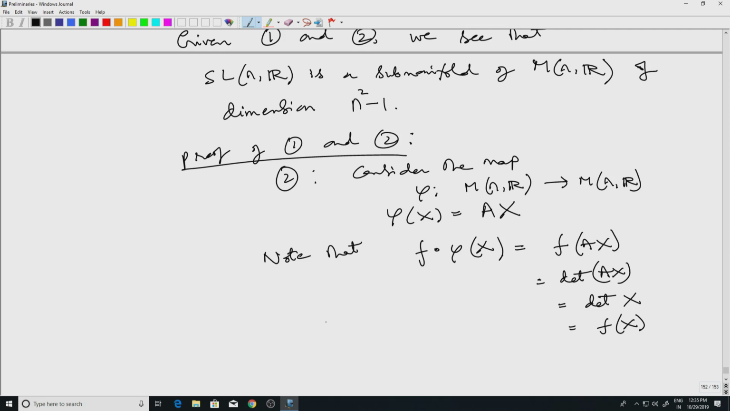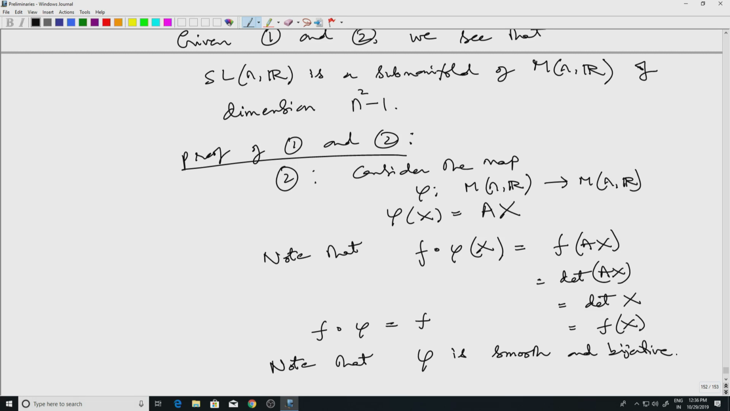So this tells us that f composed with phi is just f itself. Before I take derivatives, let's observe that phi is smooth and bijective. Well, it's smooth simply because all that's happening is that I'm just multiplying x with a fixed matrix A.